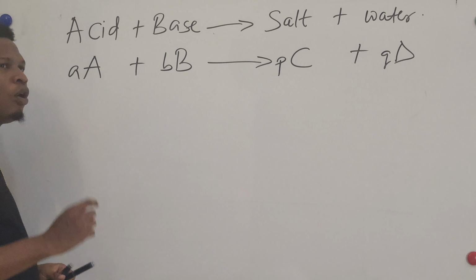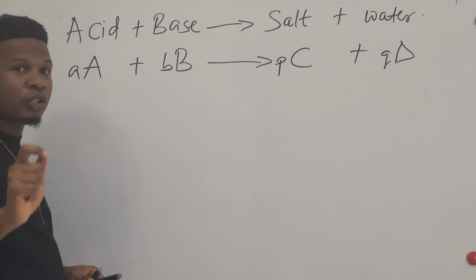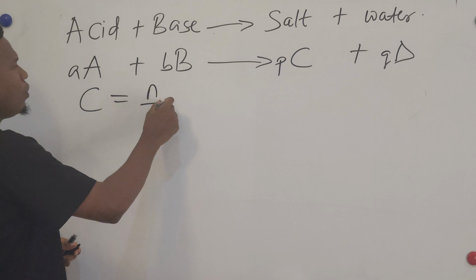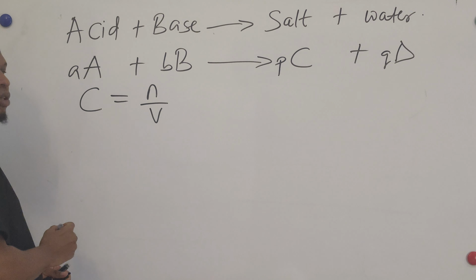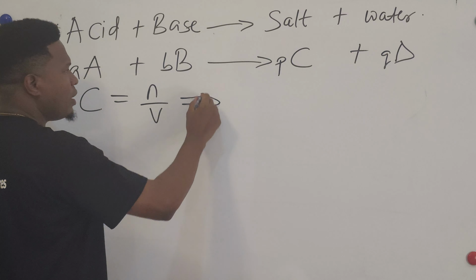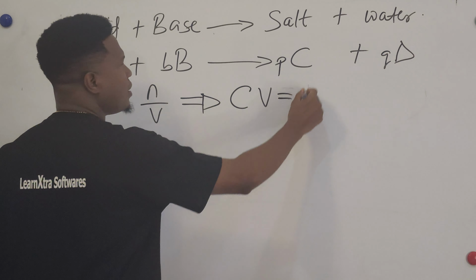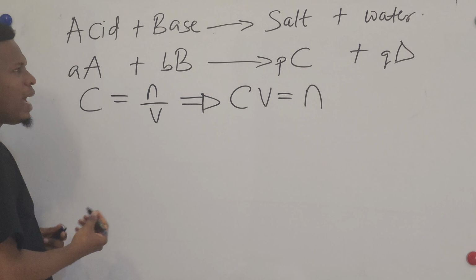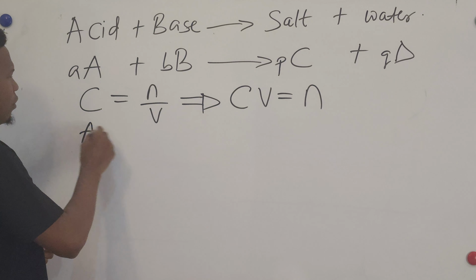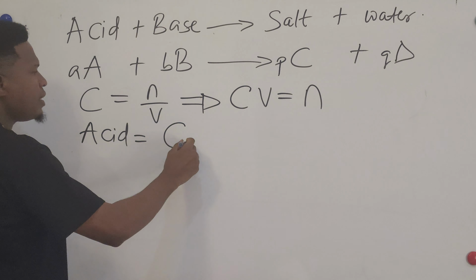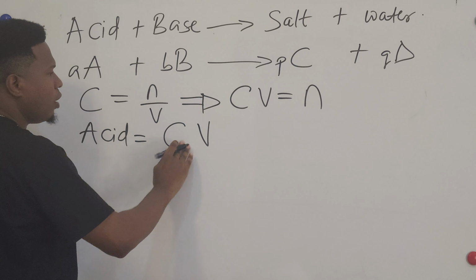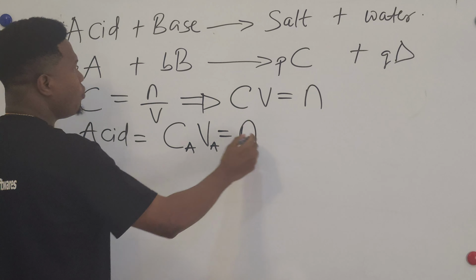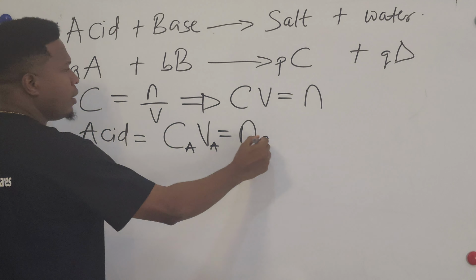Remember that from your knowledge of molarity or concentration in mole per dm cube, we told you that C is equal to n over V, right? What you are seeing here, this expression is the same thing as CV is equal to n. So it means that for the acid, if we are referring to the acid, we have CaVa is equal to what? Number of mole of the acid, which is small letter a.